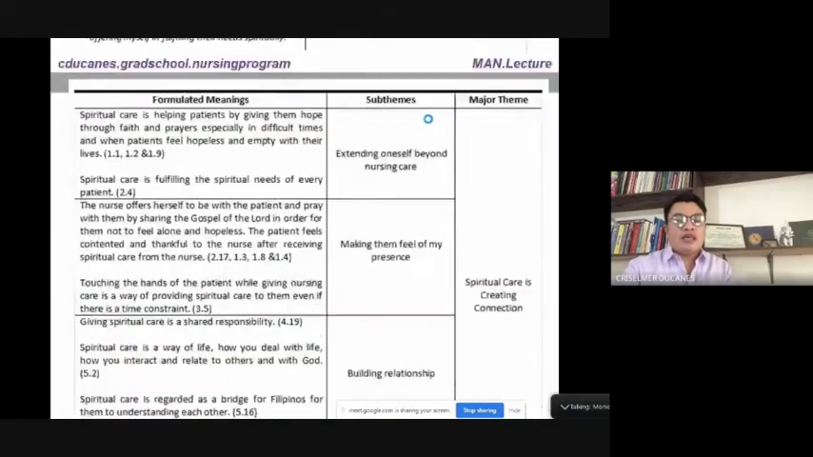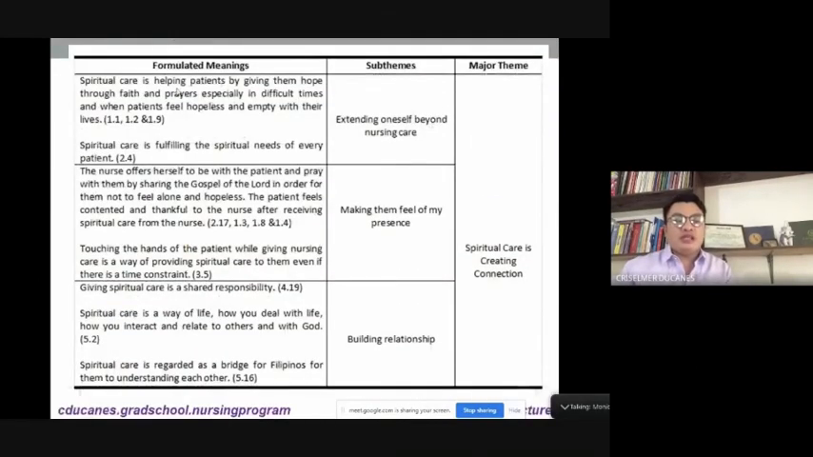Then, once you have your formulated meanings, you have to group them, those with the same thought or the same essence. So you group them. Okay? After grouping, you get your sub-themes. So for these two formulated meanings, the sub-theme is extending oneself beyond nursing care. Okay? This is your sub-theme. Then the same goes for the others.